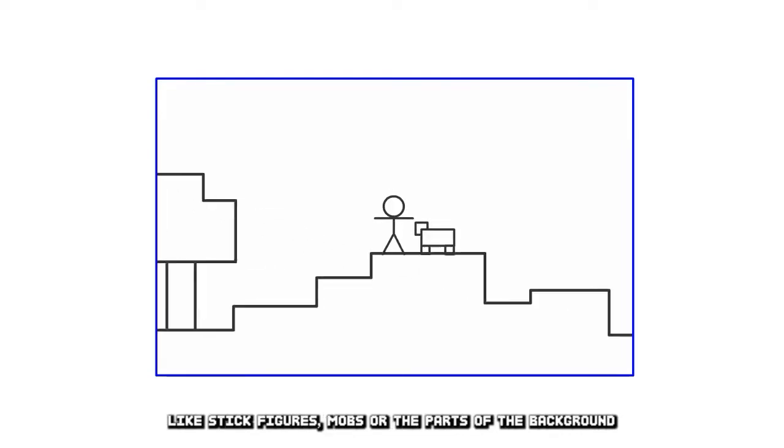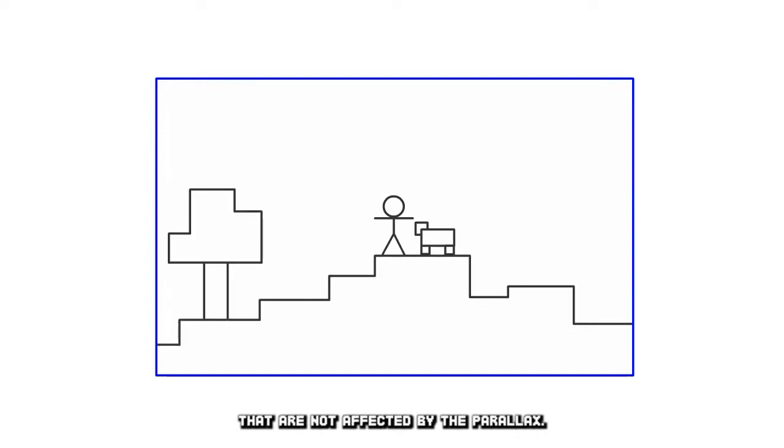So first of all, let's draw a blue rectangle that is going to represent the stage. The stage is a plane that contains almost all animation elements like stick figures, mobs, or the parts of the background that are not affected by the parallax.